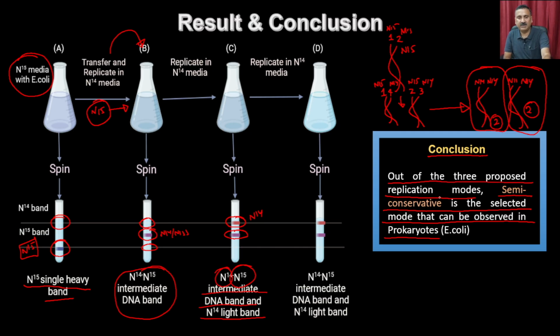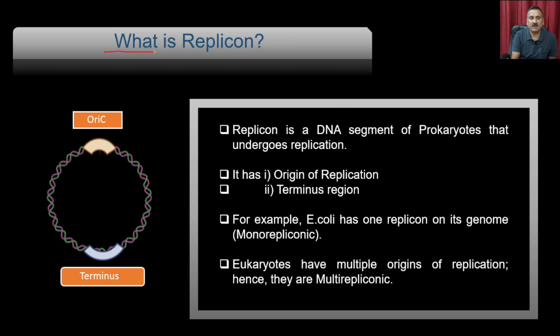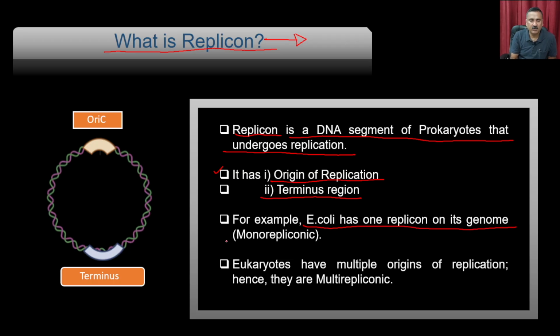Now, let us talk about the replication machinery. First is, what is a replicon? A replicon is the region of the DNA that participates in the replication reactions. Replicon, or the small stretch of DNA involved in the replication, is a DNA segment of the prokaryote that undergoes replication. What is there in the replicon? A replicon has the origin of replication, and it also has the termination regions. For example, E. coli has one replicon on its genome. So, it is monorepliconic, which means it starts from one site and ends at one site.